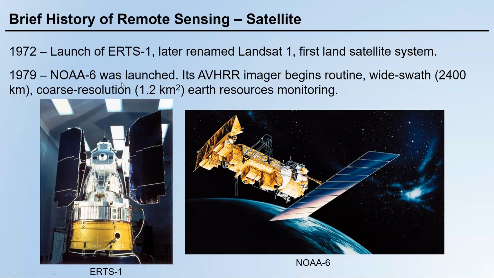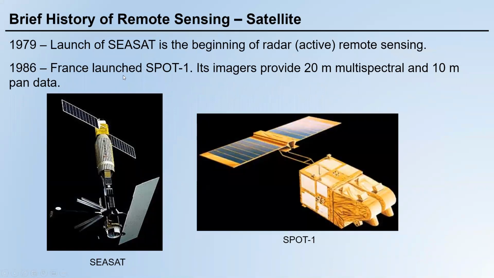And then NOAA-6 was launched, okay? NOAA is the National Oceanic and Atmospheric Administration of the USA. Some of their satellites are actually named after their own name, NOAA. This satellite was mainly for climate and weather. And then we have SEASAT, the beginning of radar or active remote sensing, which means that the sensor itself is the energy source of this whole process of remote sensing.